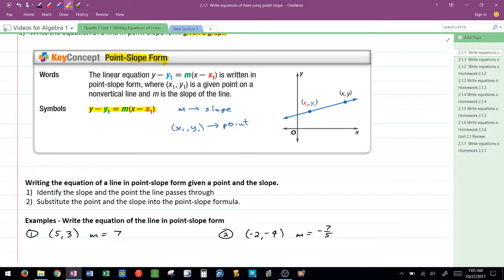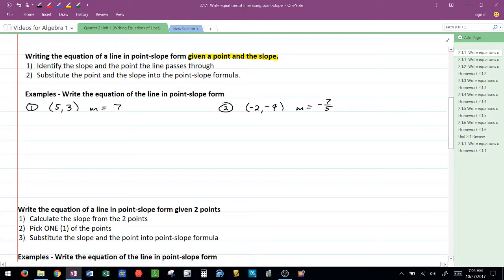All right, so let's look at our first scenario. The first scenario says, can you write the equation of a line in point-slope form if you are given a point and the slope? When this scenario occurs, what we need to do very simply is take the slope, take the point, and plug them into the point-slope formula. So let's take a look at what that looks like. First off, I have a point.